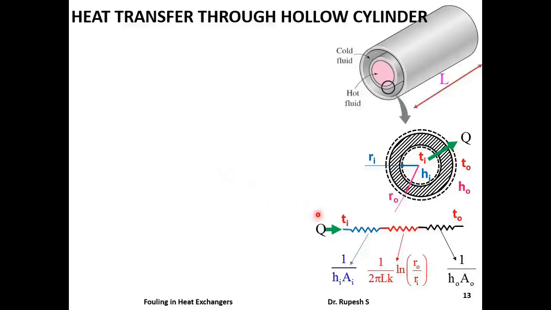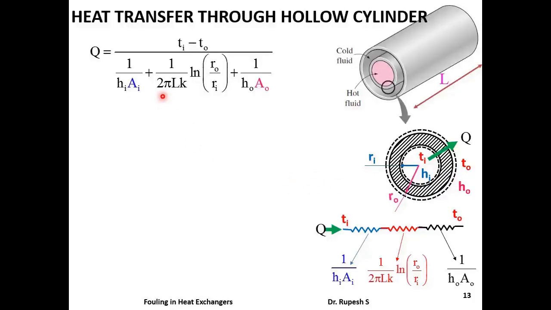These resistances are in series, so the total resistance is the sum of all these resistances. We know that heat transfer rate is equal to temperature difference divided by total resistance encountered by the heat flow. Here, heat transfer takes place between the temperatures Ti and To. So heat transfer rate is given by this expression. This is the temperature difference and divided by total resistance. Total resistance is the sum of these three resistances, where Ai is given by this expression, that is the inner curved surface area, and Ao is the outer curved surface area given by this expression.